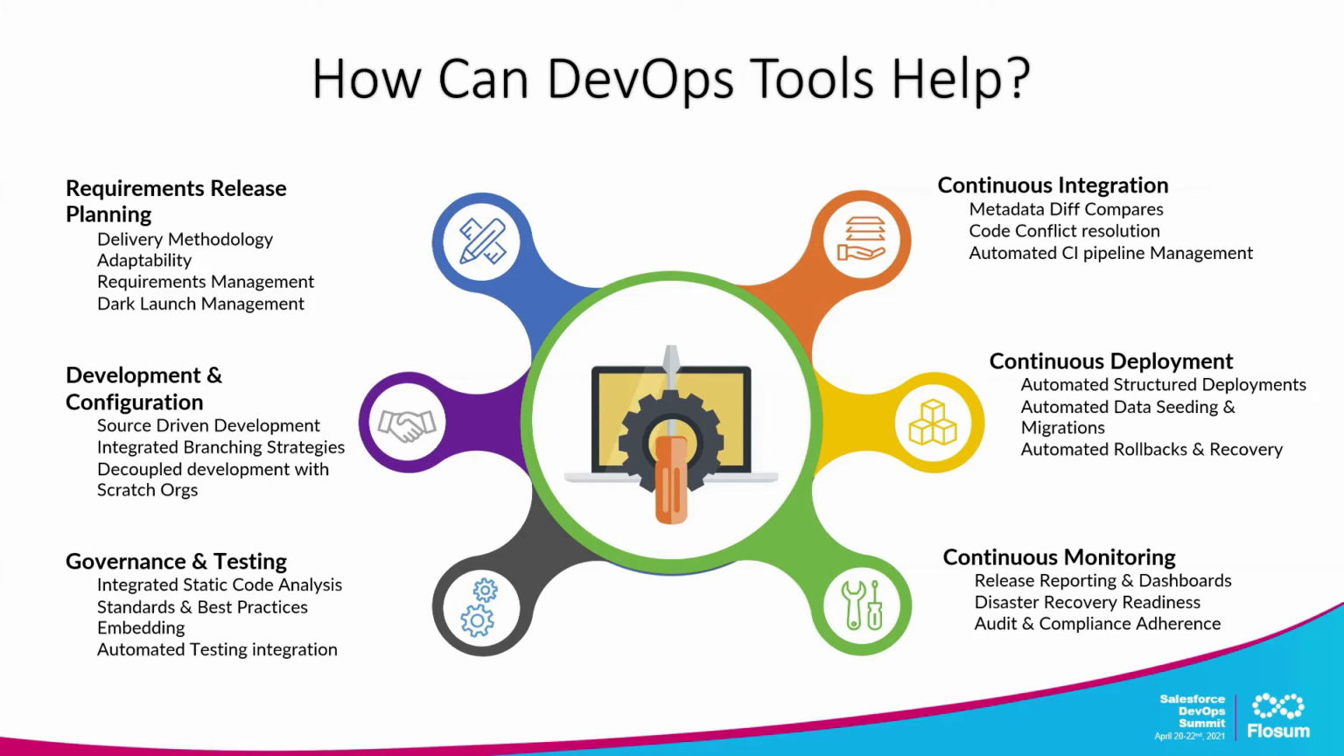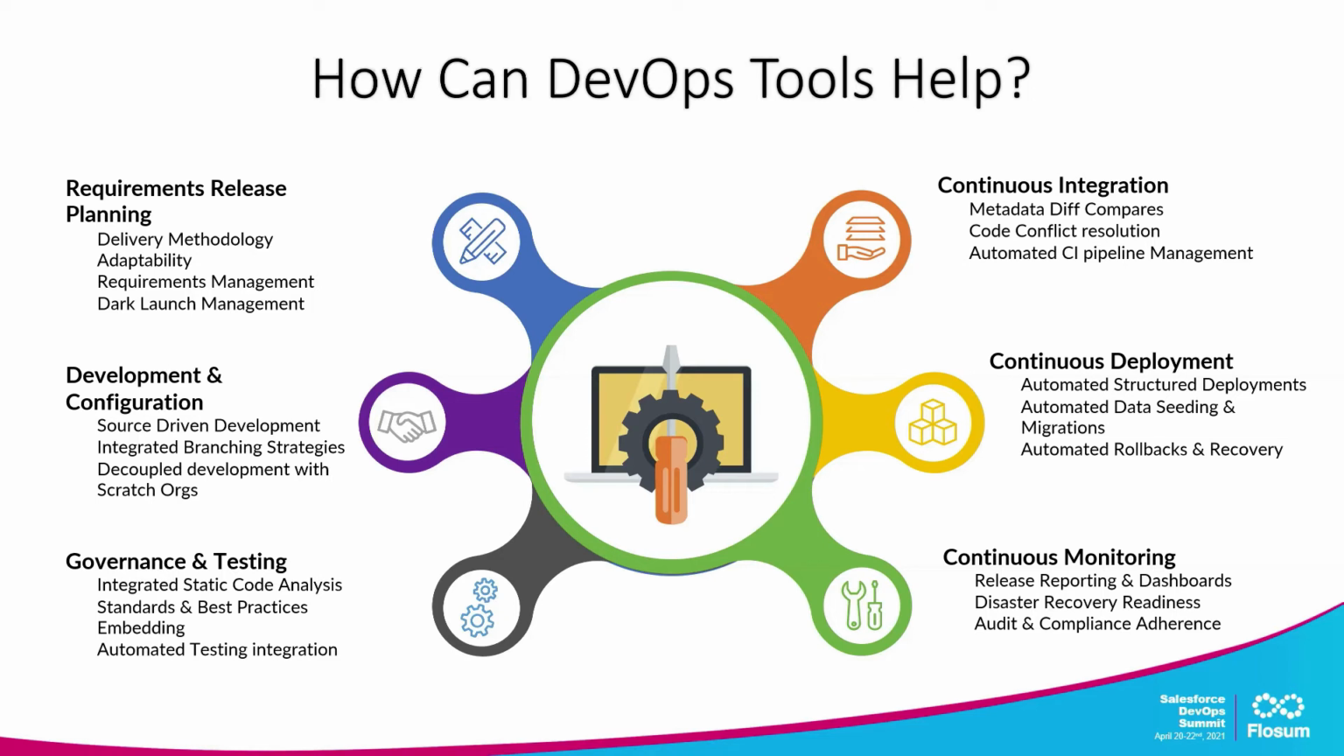Next one is real development and configuration. This is kind of key around the source-driven development. And as I was mentioning a little bit about the DX and the unlocked packages, when a tool helps you with the unlocked packages, it makes it more point and click and makes it more applicable for you to really use a tool such as Flowsum to click through and see how you can create unlocked packages, or even just do metadata movements across orgs without using a code or IDE or whatnot.